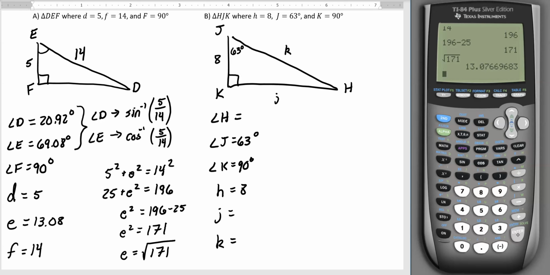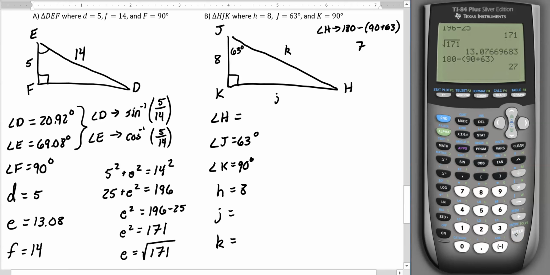So let's start by finding angle H. So for angle H, I would say it's 180 minus 90 plus 63. And that's going to give me 17. All right, here it's 27. Let's do it in our calculator just to be sure. It's totally 27. 180 minus 90 plus 63 equals 27 degrees. So now we know that angle H is 27 degrees.